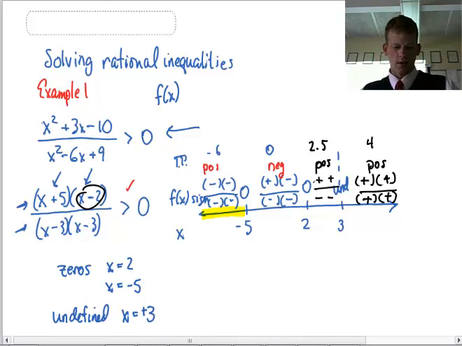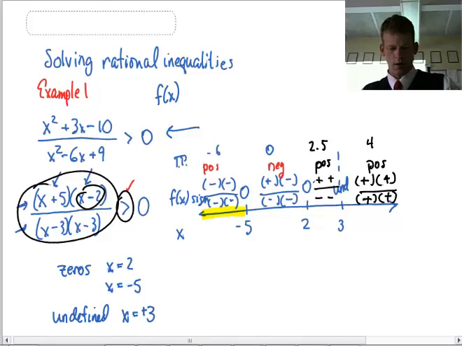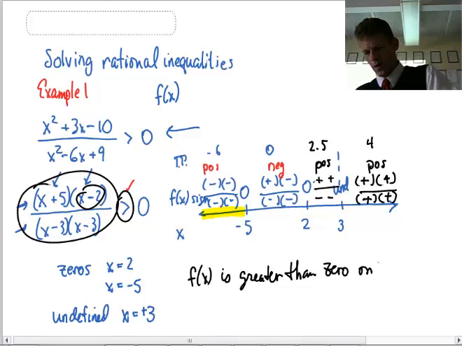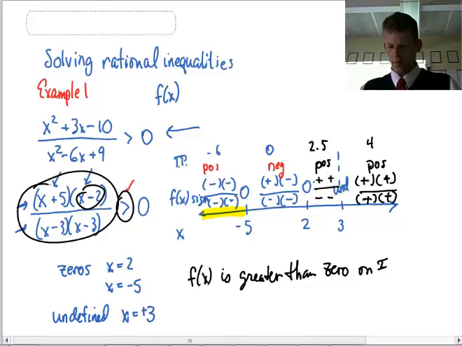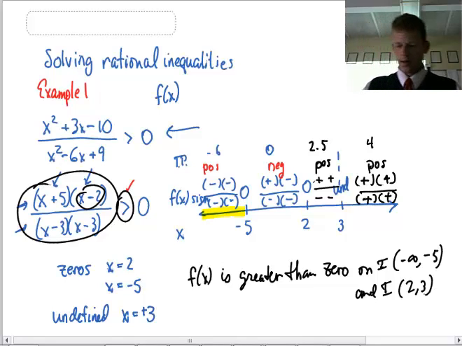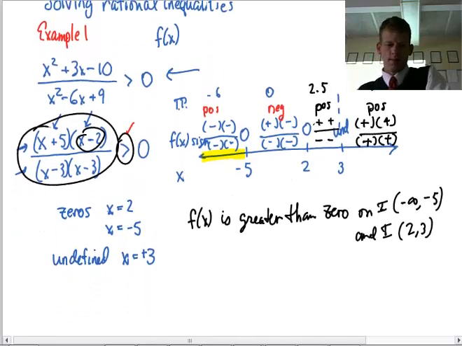So to answer the question, what satisfies this inequality when it is greater than 0, you would say f of x is greater than 0 on the intervals from -infinity to -5, and the interval from 2 to 3. So that's the end of that problem.